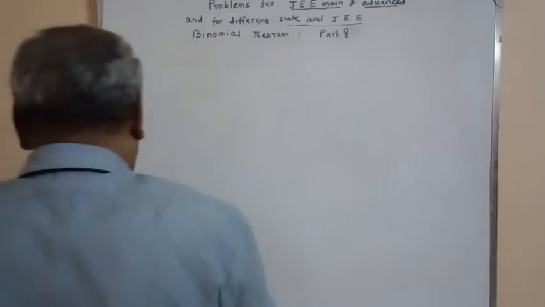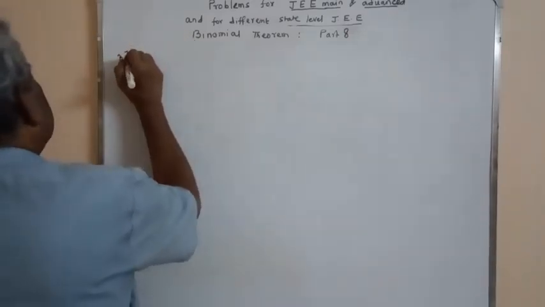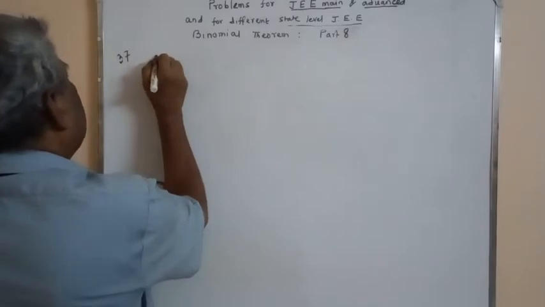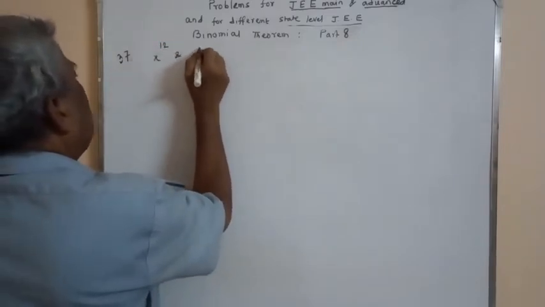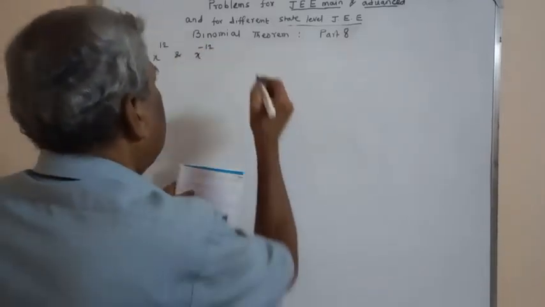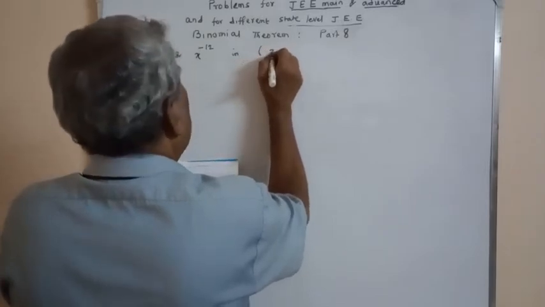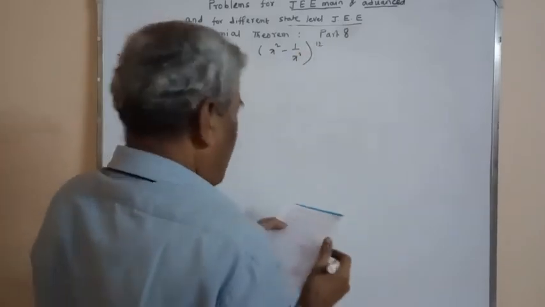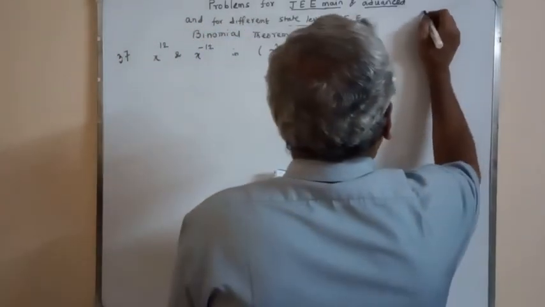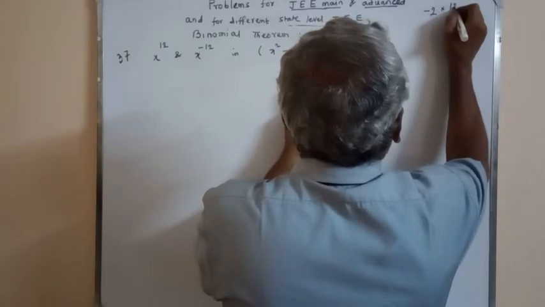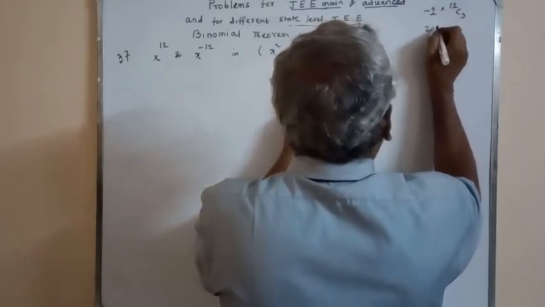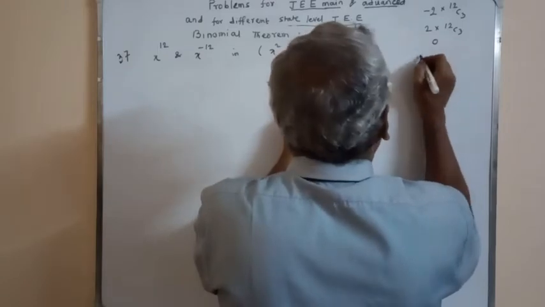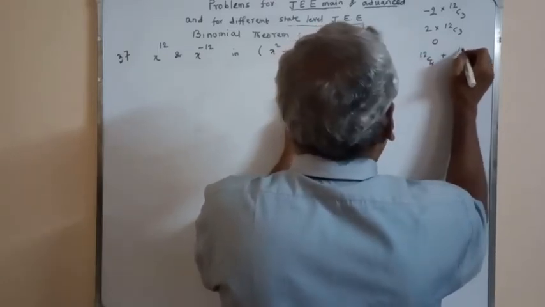Next problem is problem number 37 of that chapter. The problem is: sum of coefficient of x to the power 12 and x to the power -12 in (x² - 1/x²) to the power 12 is. Options: -2 into 12C3, 2 into 12C3, 0, and 12C4 plus 12C6.